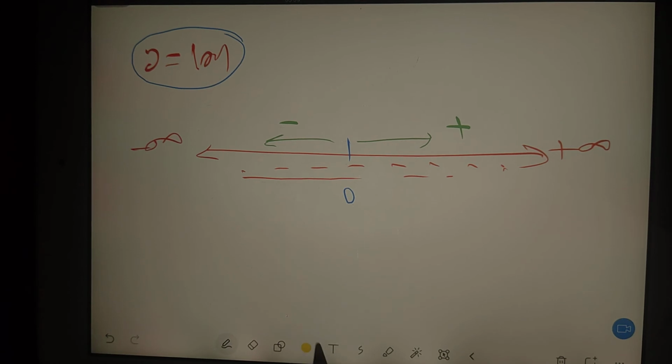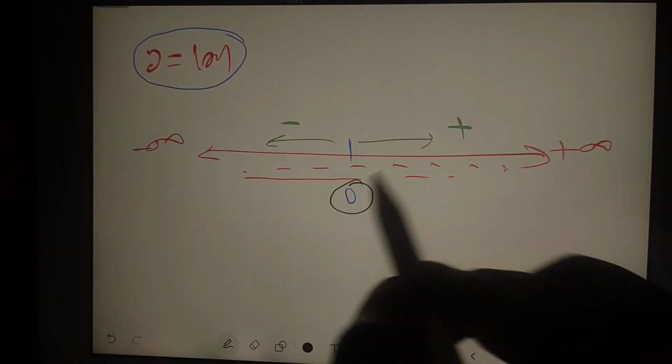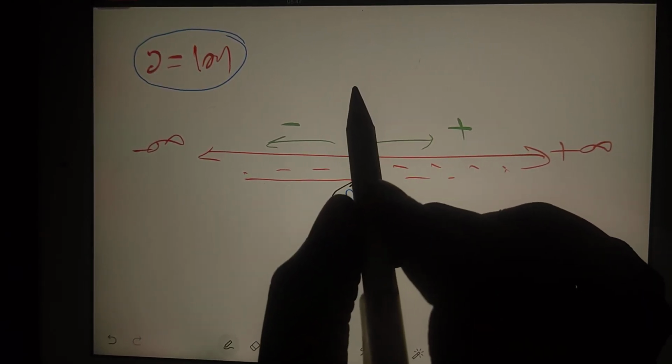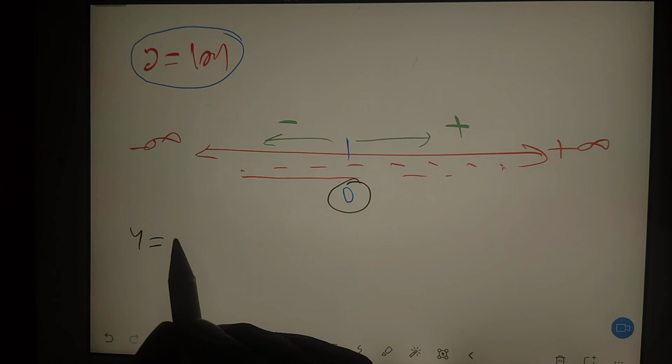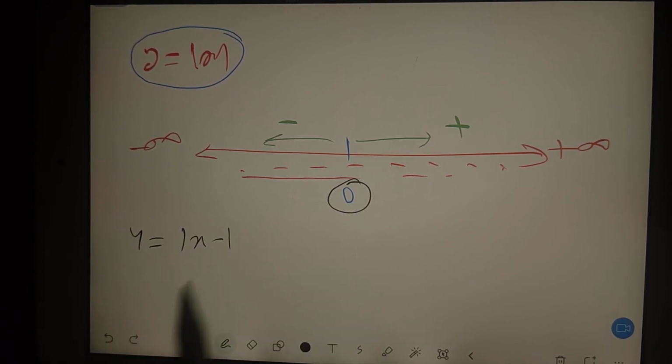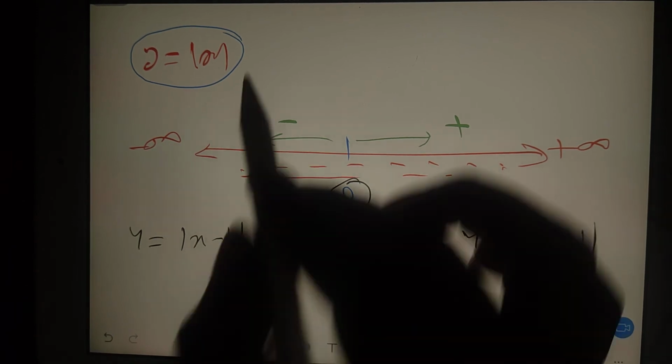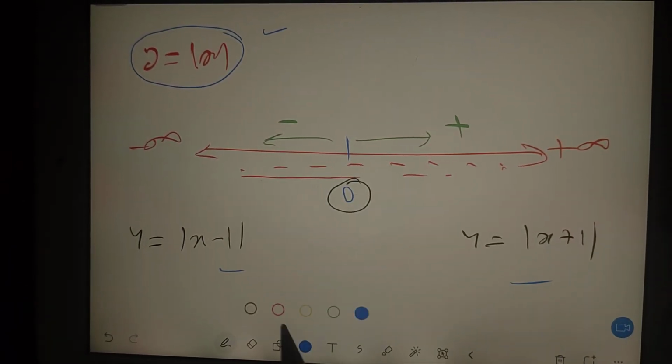So whenever a modulus function is given, you have to check the critical point where it is positive and negative, above that and below that. For example, if I choose y is equal to mod of x minus 1, and if I choose y is equal to mod of x plus 1, in all the three cases you understand the graph.